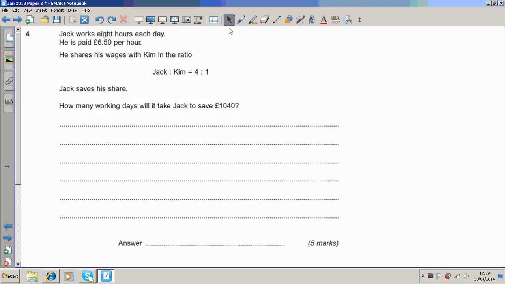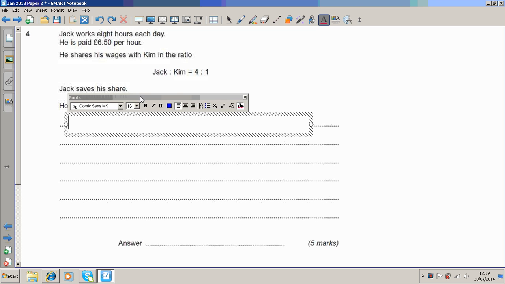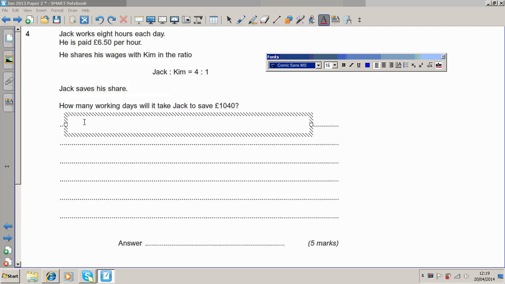Okay, so let's work out how much he earns per day first of all. And this question hasn't got a star by it, but it's the sort of question that might have. So you need to just be aware of that and keep yourself alert to that star question as you go along. So 8 times £6.50 is, I think, £52. Let's check that on the calculator. It's £52, yeah.